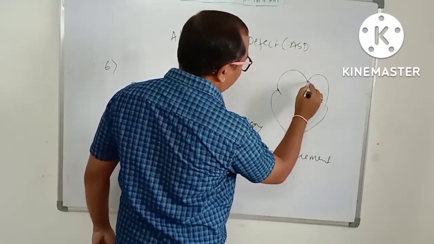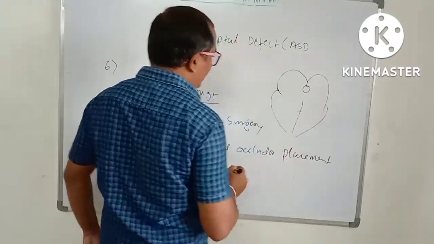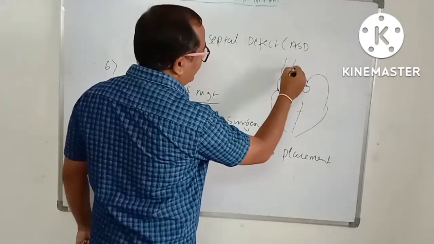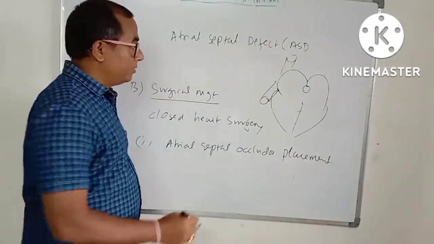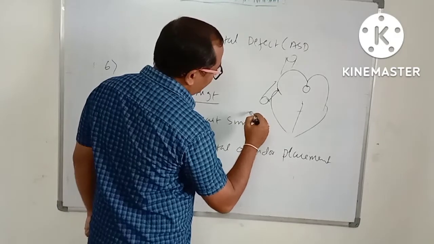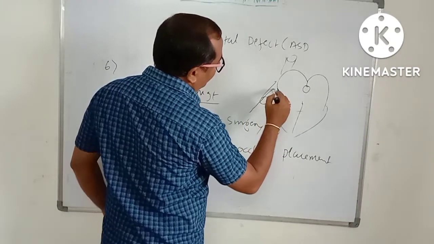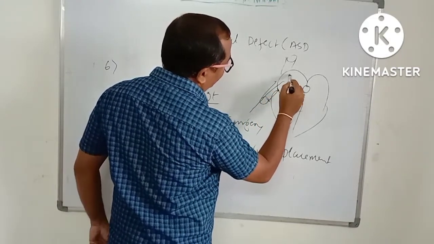So the defect is present here in the atrial septum. What they will do here is pass the catheter by cardiac catheterization. With the method of cardiac catheterization, the catheter is passed through the femoral vein to the inferior vena cava, then from the inferior vena cava to the right atrium.